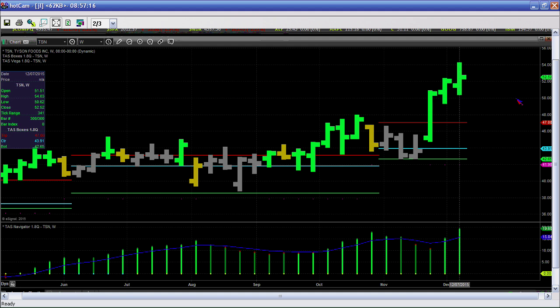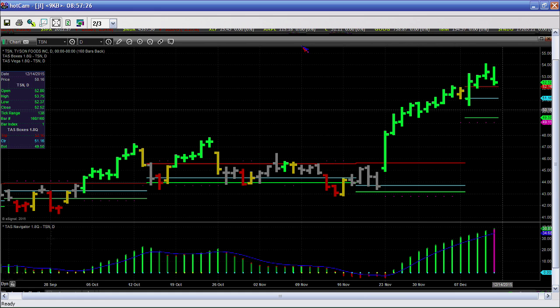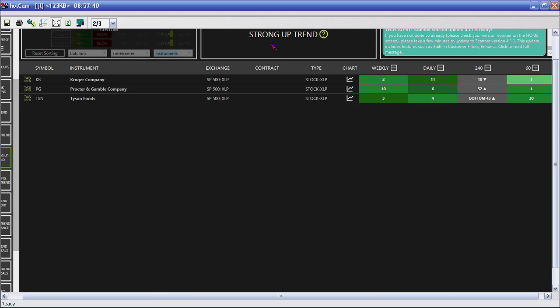But you're coming down into some support here, 52.16. Got a little bit of an entire DMZ down to 49.50. This is kind of the strength of that XLP, and that's not a bad group to be looking at right now. It's kind of a safety play, obviously. But as we look at that one, Kroger, we're going to pass on. Procter & Gamble, we're going to take a look at that one. And these are ultra strong, but I've got another sort.